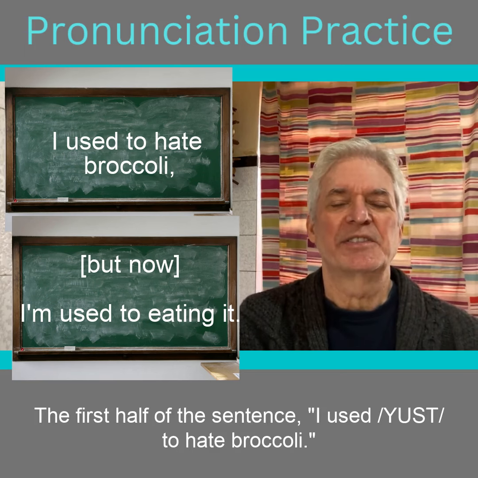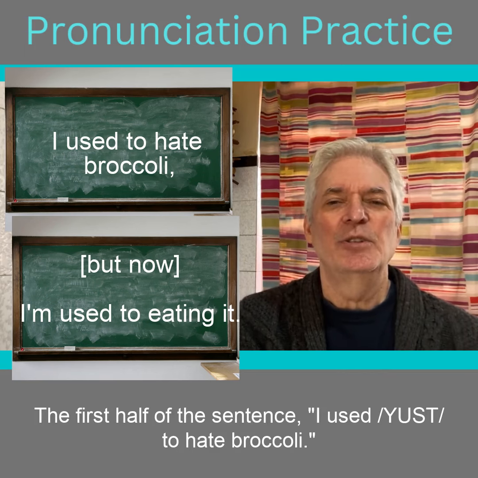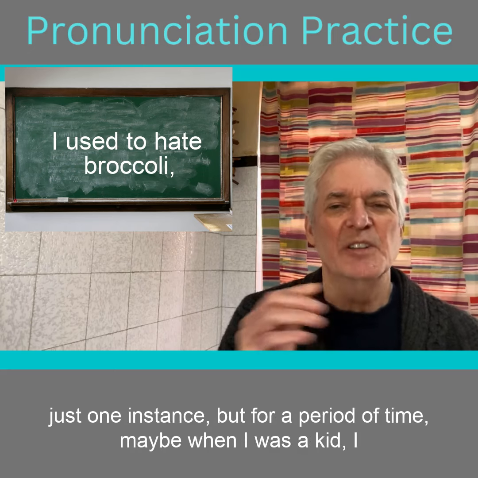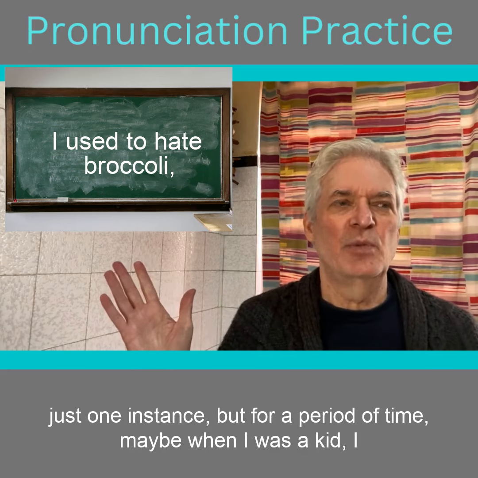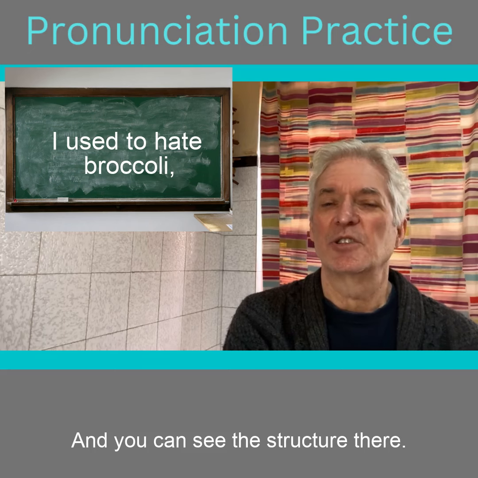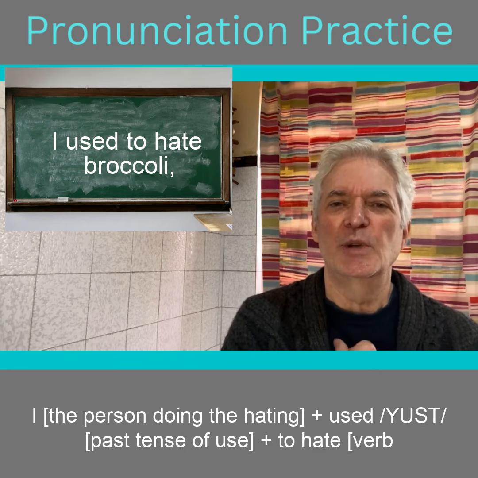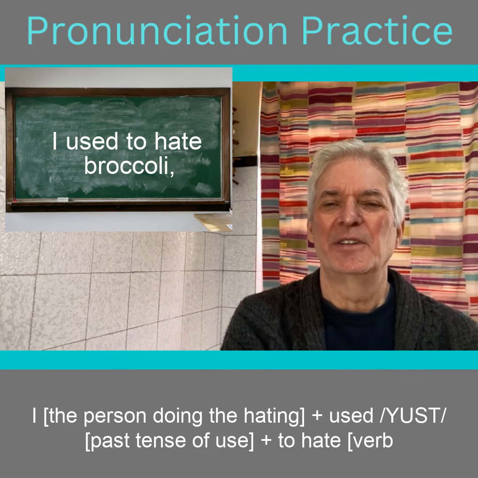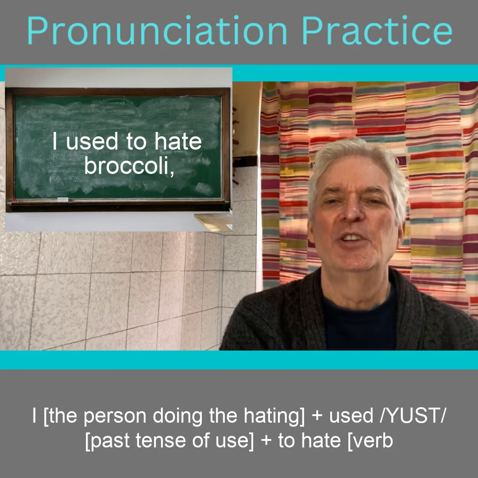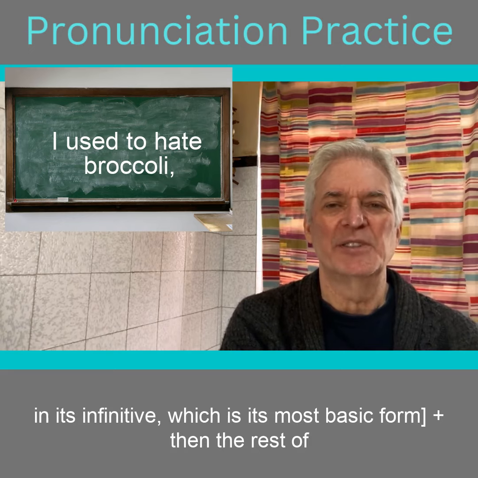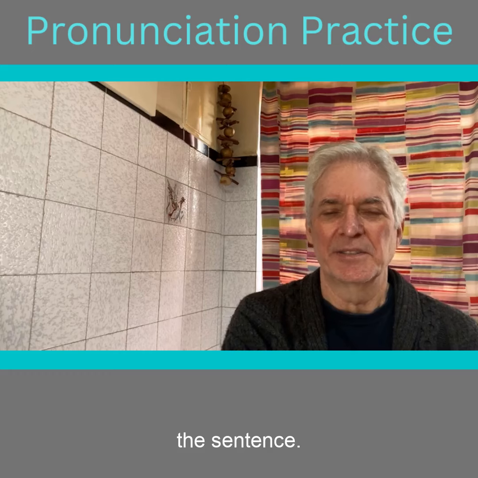The first half of the sentence, I used to hate broccoli. What we're saying there is that for some period of time in the past, not just one instance, but for a period of time, maybe when I was a kid, I used to hate broccoli. And you can see the structure there. I, the person doing the hating, used, past tense of use, to hate, verb in its infinitive, which is its most basic form, and then the rest of the sentence.